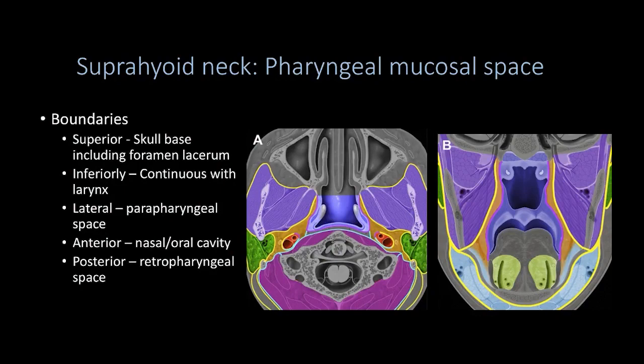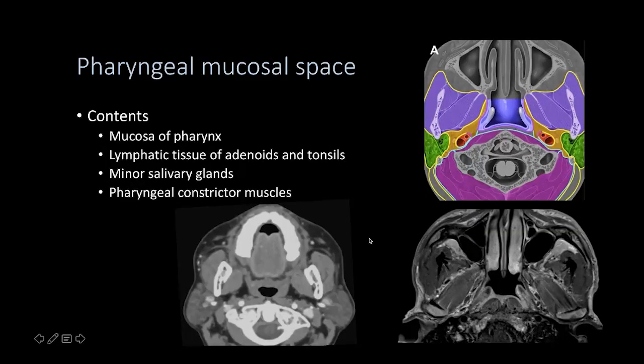Next, we're going to move on to the pharyngeal mucosal space, which is the most medially located space in the suprahyoid neck. This space also extends cranially to the skull base and importantly abuts foramen lacerum, which we'll look at a little bit more closely. Inferiorly, it's going to be continuous with the larynx. Laterally, we have our parapharyngeal space. Anteriorly, we have the nasal cavity, and then more inferiorly, the oral cavity. And posteriorly, we have this thin retropharyngeal space.